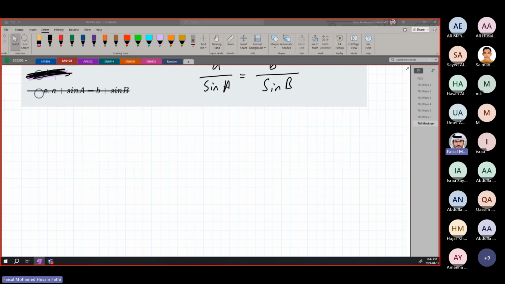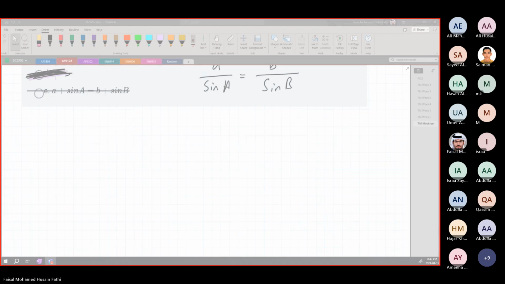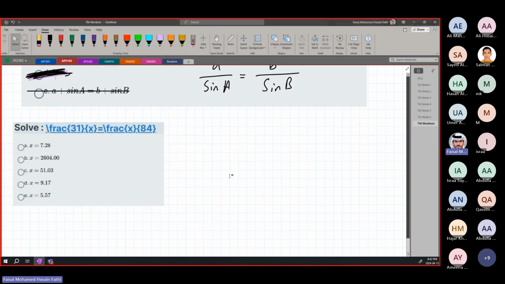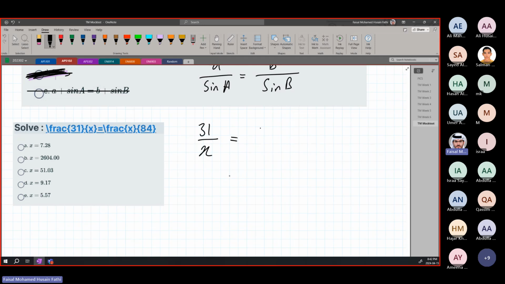Next question is solve the fraction. This is basically 31 over x is equal to x over 84. Okay. How do we solve this? We just simply cross multiply from the very beginning. We're going to get 31 times 84 on one side is equal to x times x, which is x squared on the other side.